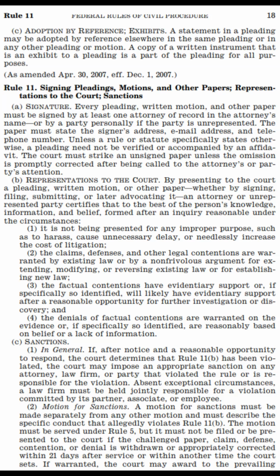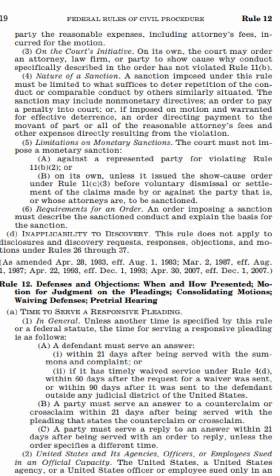2. Motion for sanctions. A motion for sanctions must be made separately from any other motion and must describe the specific conduct that allegedly violates Rule 11(b). The motion must be served under Rule 5, but it must not be filed or be presented to the court if the challenged paper, claim, defense, contention, or denial is withdrawn or appropriately corrected within 21 days after service or within another time the court sets. If warranted, the court may award to the prevailing party the reasonable expenses, including attorney's fees, incurred for the motion.